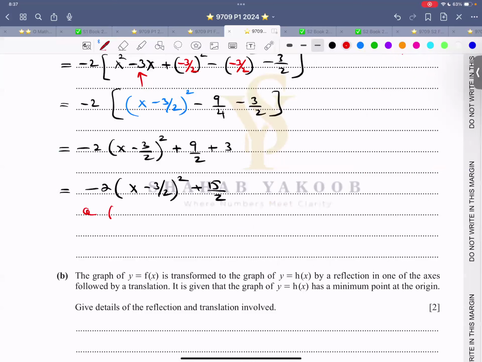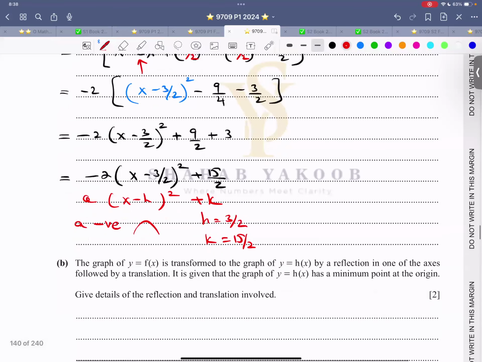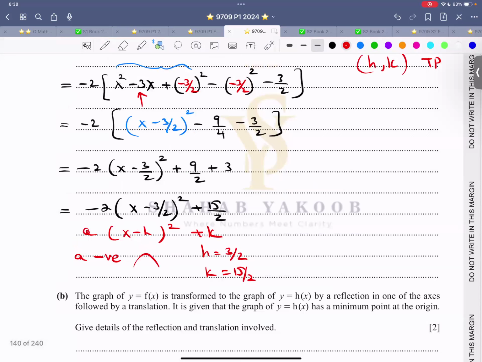Compare coefficients with a(x minus h) whole squared plus k. A is negative, therefore it's upside down. H is 3 over 2, k is 15 over 2, but it's upside down. So now let me draw a small grid. There is no harm in drawing this. And now let me draw the curve. No one is worried about the intercepts. We just need this, that is 3 over 2, that is 15 over 2. That is the turning point.